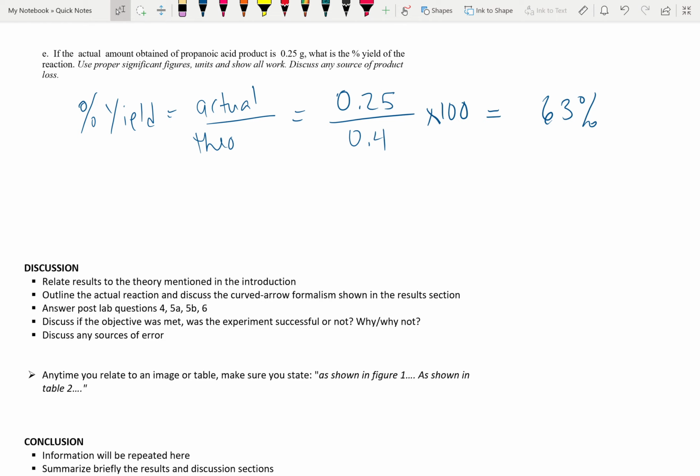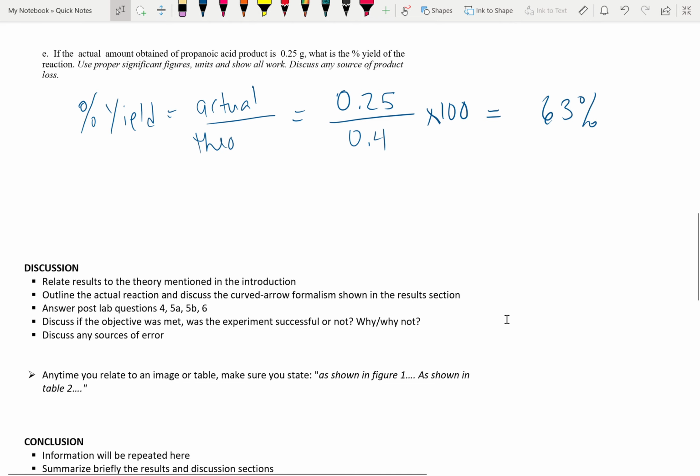Next we will go into our discussion section. So we have to relate the results to the theory that is mentioned in the introduction. We'll outline the actual reactions that took place. In the introduction, remember, it was just the general overall mechanism. So here we're doing the actual mechanism, and we'll do the curved arrow formalism. And then you need to answer the post-lab questions 4, 5A, 5B, and 6.